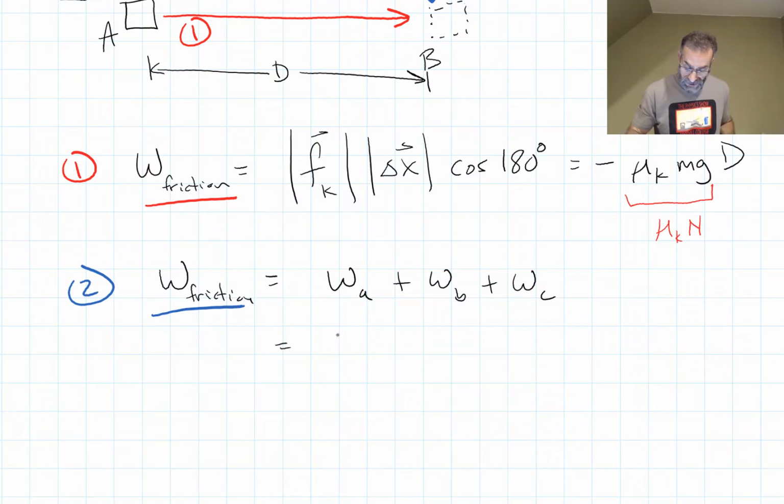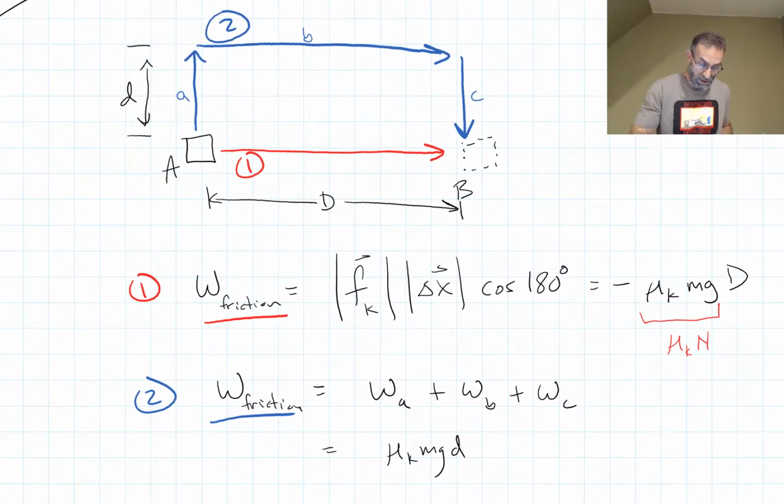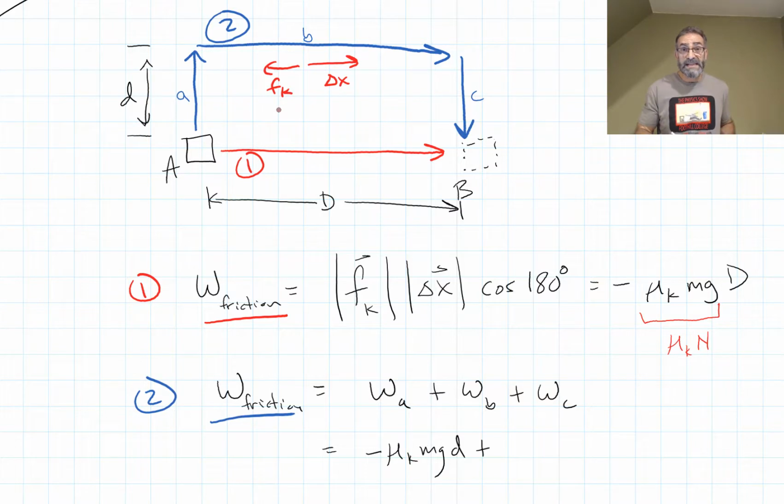For A, it's going to be the force of friction times the distance times the cosine of 180. Because as we push the box in that direction, the force of friction is in the opposite direction. We get a cosine of 180 degrees. And then along the path B, the same thing is true. We're pushing the box this way. The force of kinetic friction is the opposite direction. We get a cosine 180. The work done is negative.